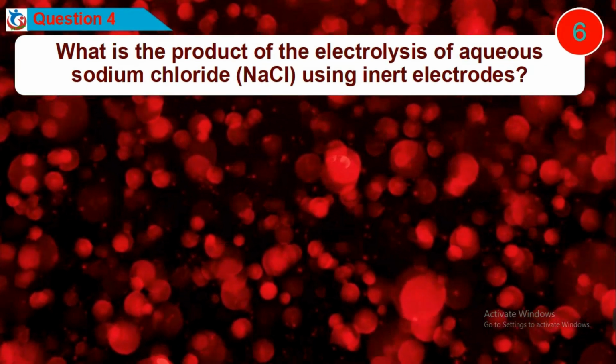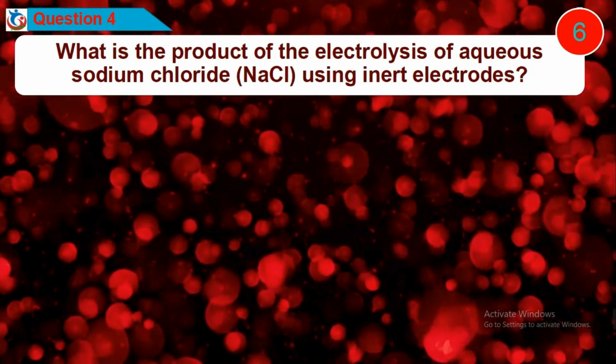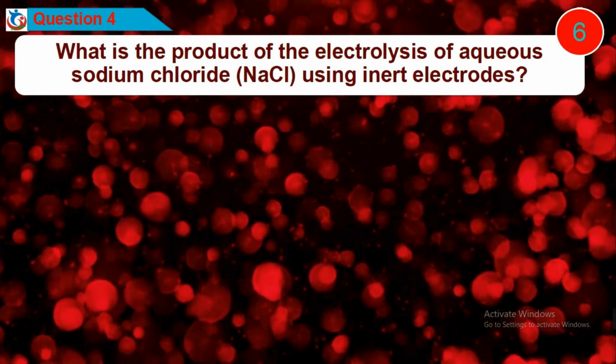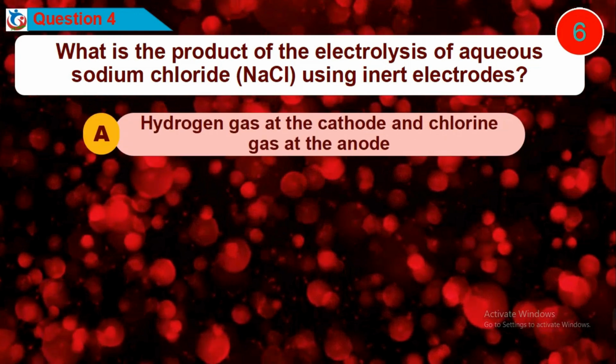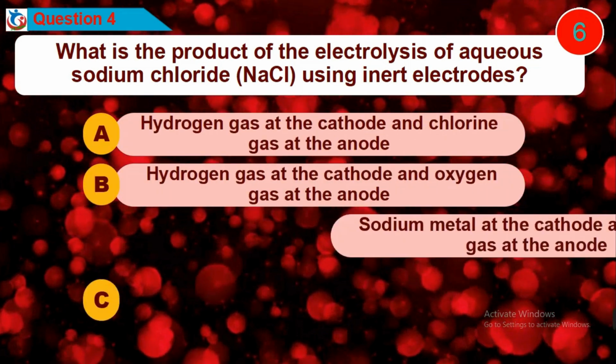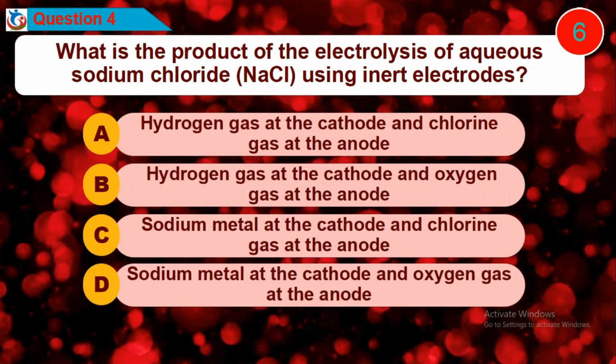Question 4. What is the product of the electrolysis of aqueous sodium chloride using inert electrodes? Is it option A, B, C, or D?